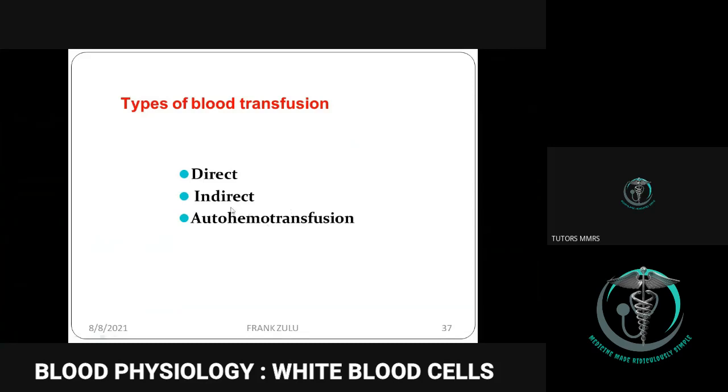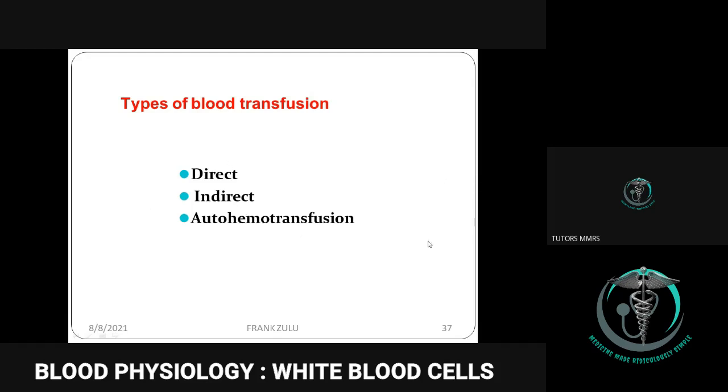So indirectly, you are using that. It's like the Rh incompatibility. It's as a result of those antibodies that are going directly and going to cause hemolysis in a person.